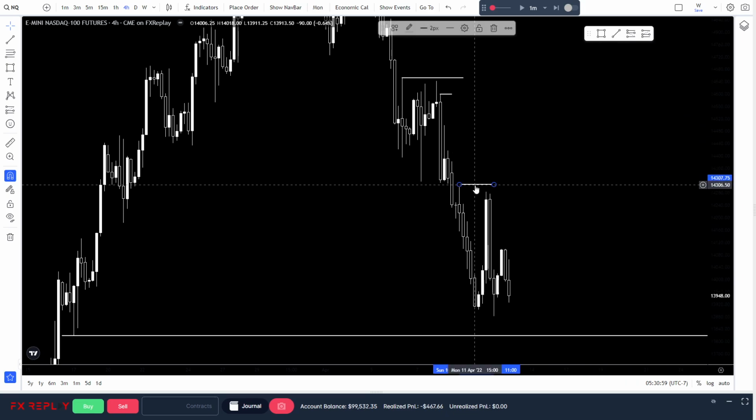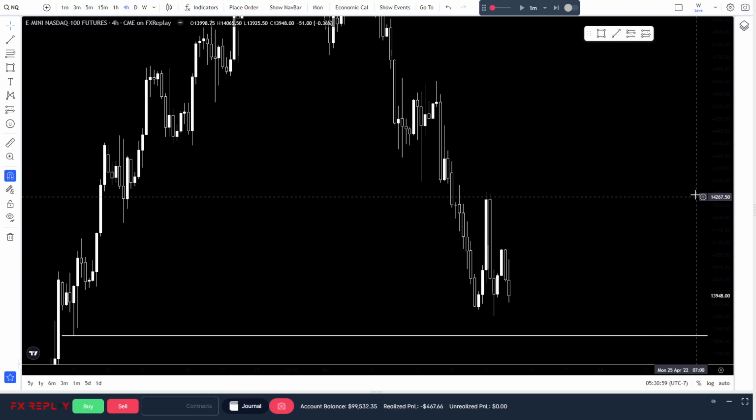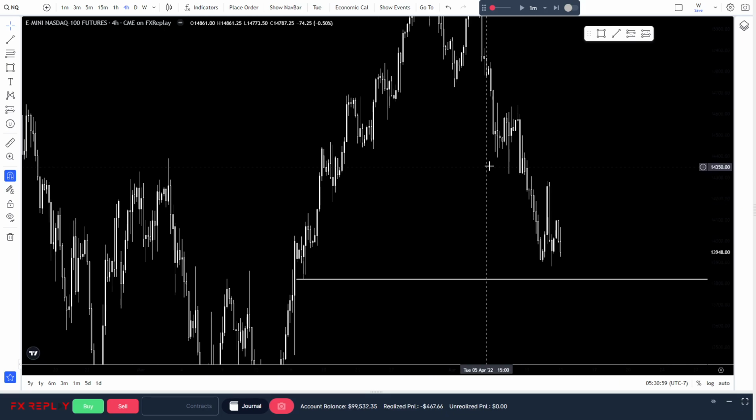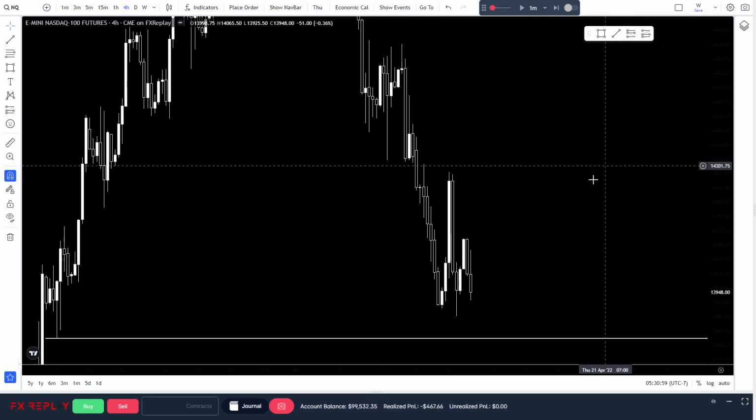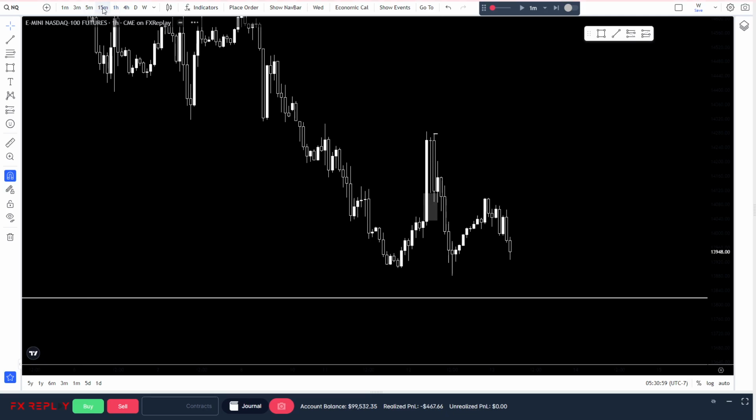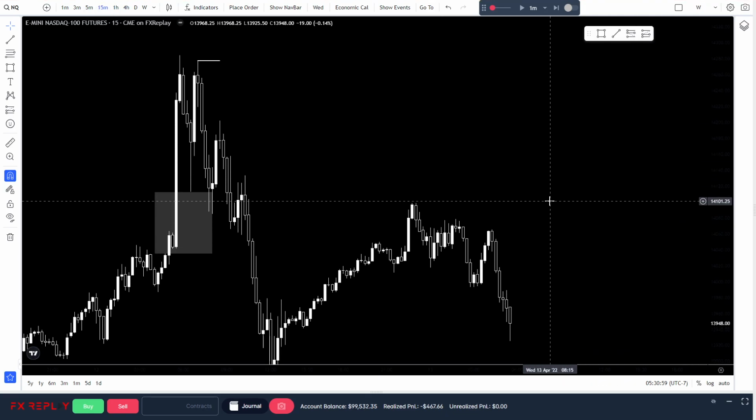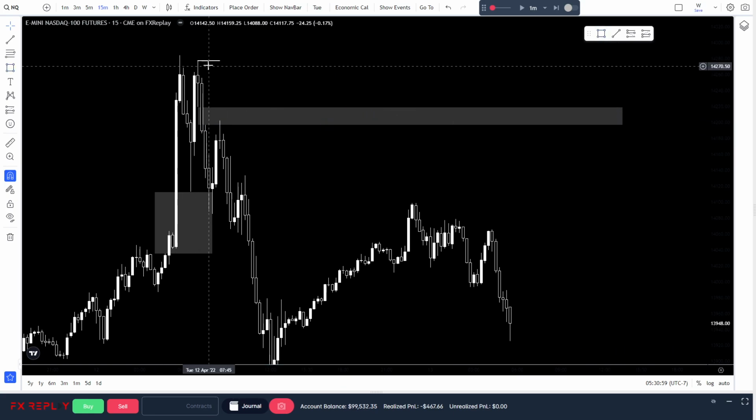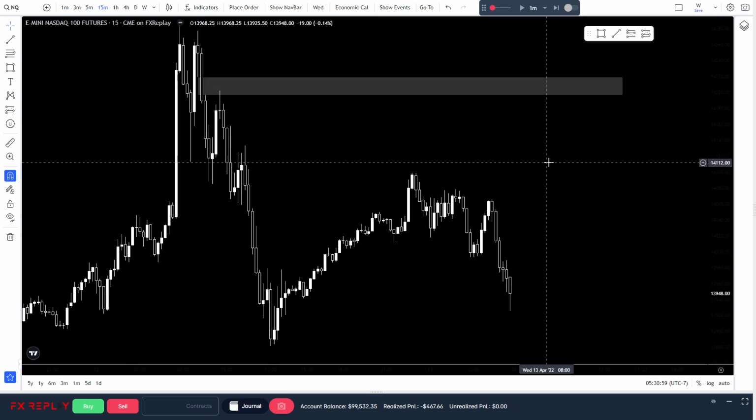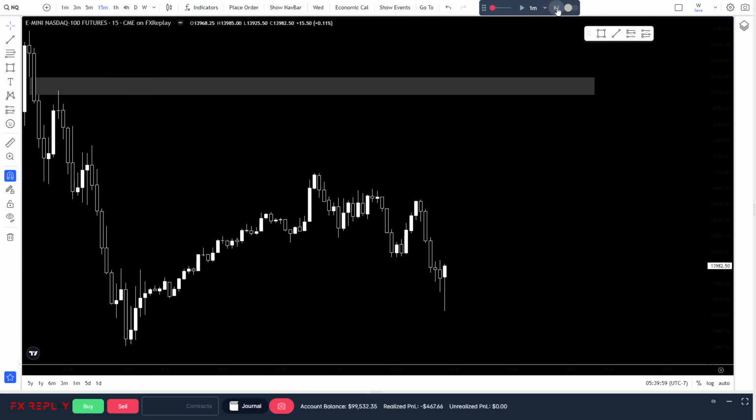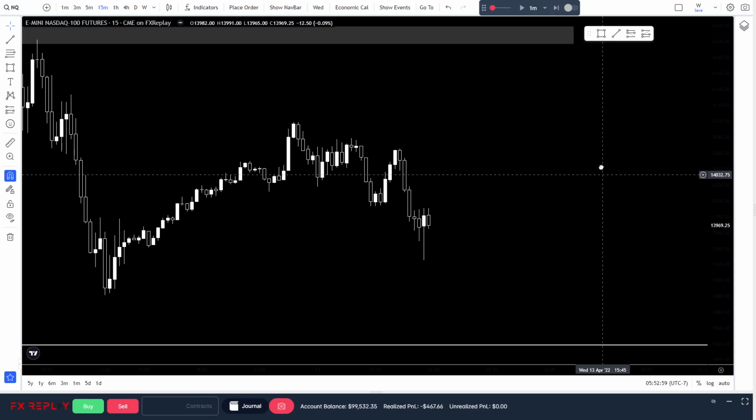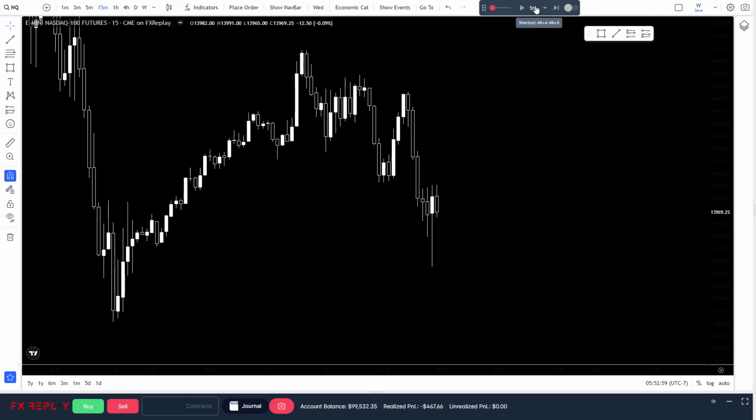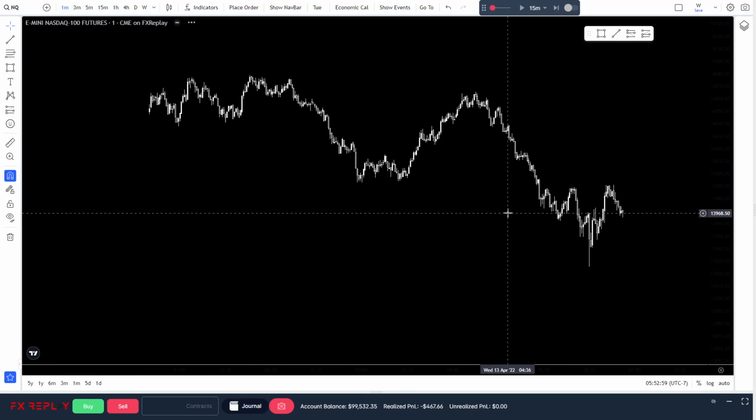4 hour. It's hard to tell what we're going to do here on the 4 hour. I like this. But we're probably never going to go up there. Let's go to market open here. Kind of curious to see what happens.